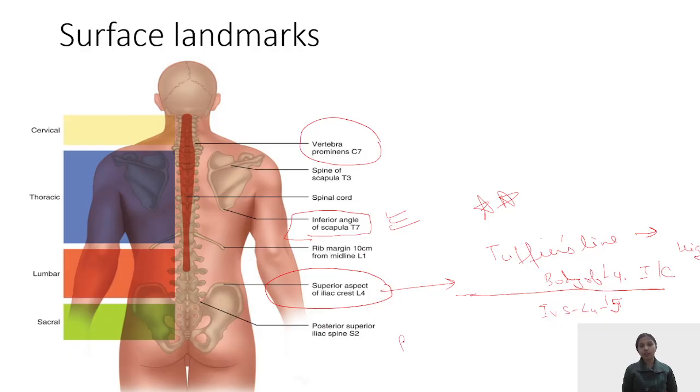Lastly, we have the PSIS, your posterior superior iliac spine, at the level of S2. This is important when we talk about caudal anesthesia. I hope this is clear to all.